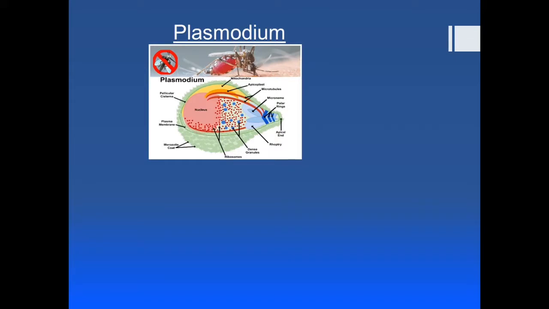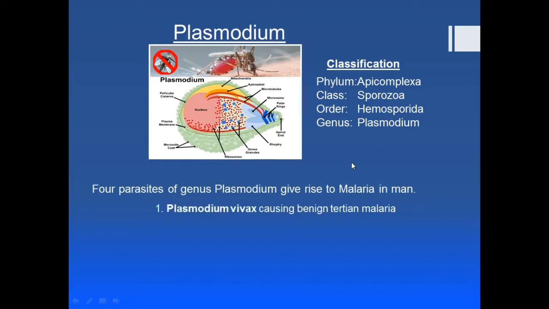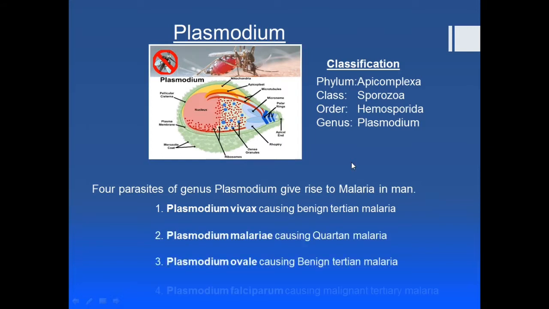Plasmodium is actually not the name of the parasite, it is actually a genus name. You can see over here. This genus includes those species, those parasites that cause the disease called malaria. There are 4 parasites in this genus that cause malaria in man. These 4 are, first of all, Plasmodium vivax, which causes benign tertian malaria, Plasmodium malariae, Plasmodium ovale, and Plasmodium falciparum. So these 4 are our parasites in this genus, and we will cover these 4 parasites in this video.